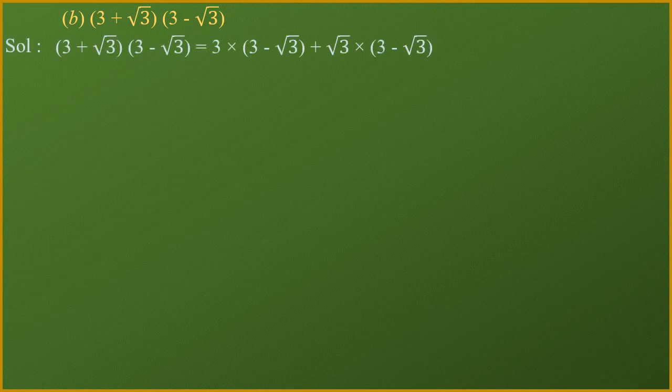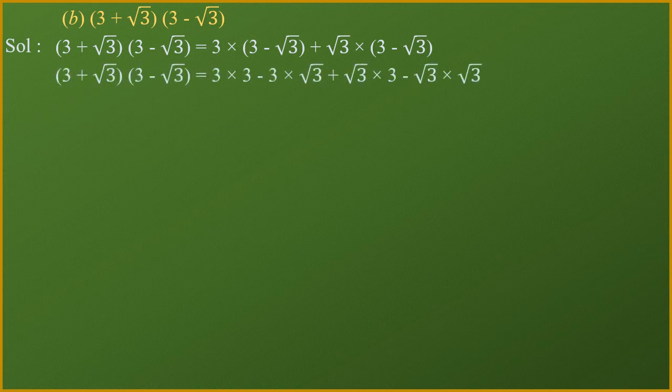In the first method, you know that the 3 I will multiply in the second bracket 3 minus root of 3, and same way root of 3 also I will multiply in the second bracket 3 minus root of 3. Now 3 I am multiplying inside, so 3 multiplied with 3 and 3 again multiplied with root of 3. Here 3 multiplied with root of 3, sign is negative. Why? Because sign of 3 is positive while sign of root of 3 is negative. So plus into minus became minus.